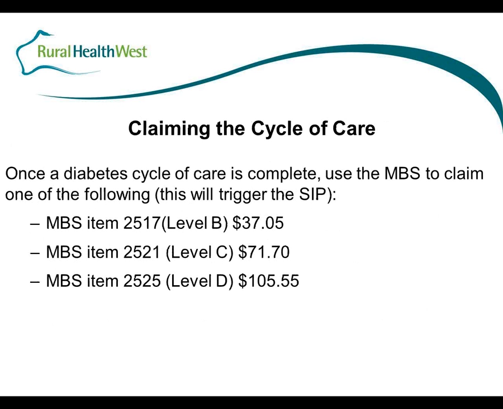To claim the diabetes cycle of care, use the Medicare benefit schedule items to claim one of the following. This will trigger the SIP. MBS item 2517, which is the equivalent of a level B, MBS item 2521, which is the equivalent of a level C, MBS item 2525, which is the equivalent of a level D.